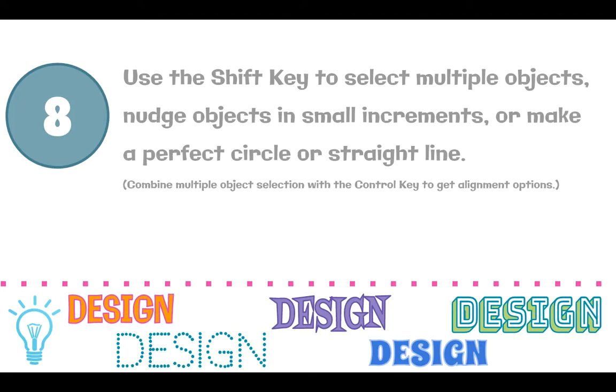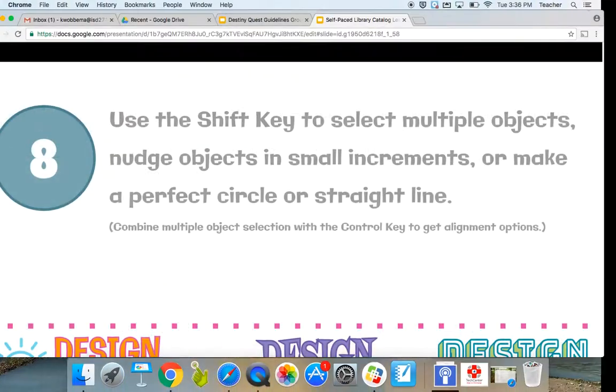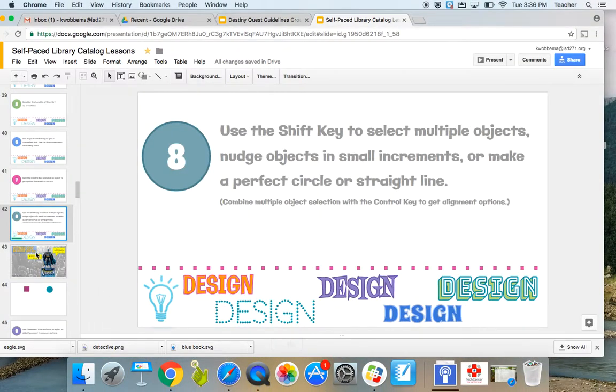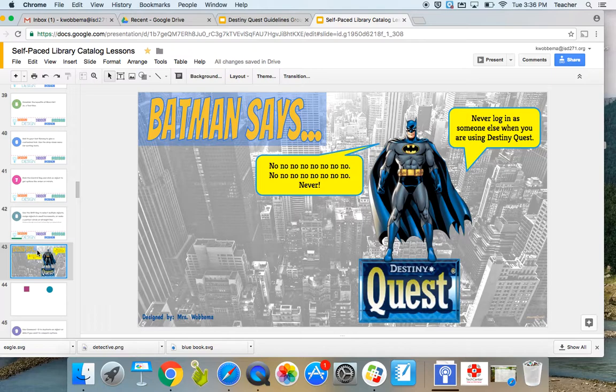You can also combine the multiple object selection, which I'll show you, with the Control key, which is found in another video, to get options for alignment and distributing. So overall, the Shift key is a great key for a lot of shortcuts. So let's get started. The first way that I use the Shift key a lot is to select multiple objects.